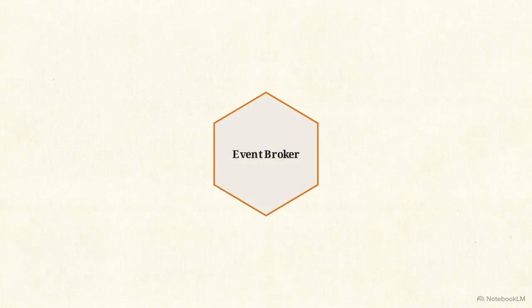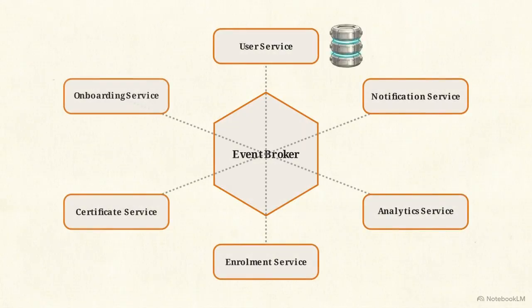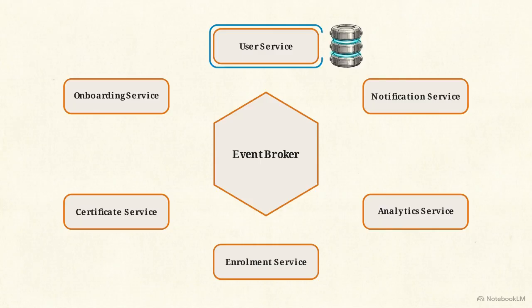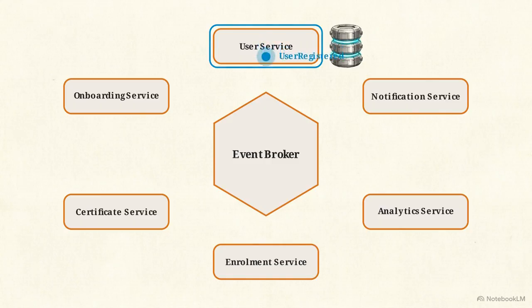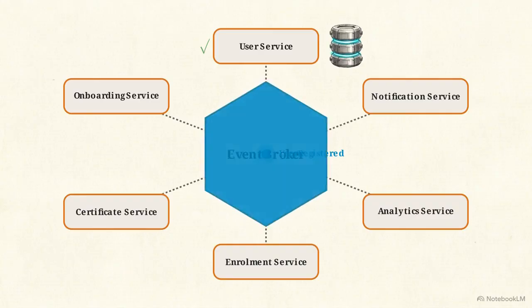This diagram outlines the architecture of an enterprise e-learning platform. Every microservice on the perimeter operates independently, reading and writing facts to the central broker. The workflow begins when a new student creates an account. The user service commits the registration to its database, then fires a single pulse to the broker, the user-registered event. The broker executes a pub-sub fanout.